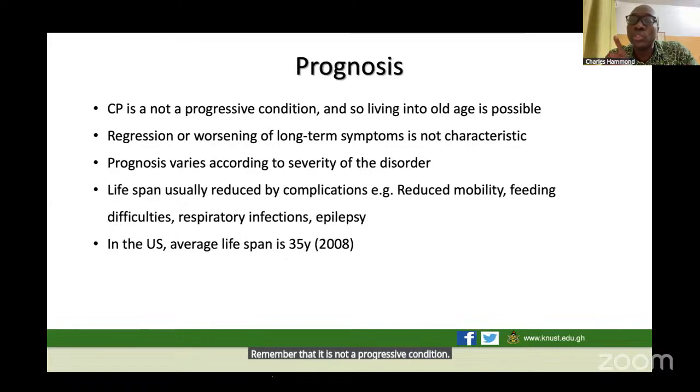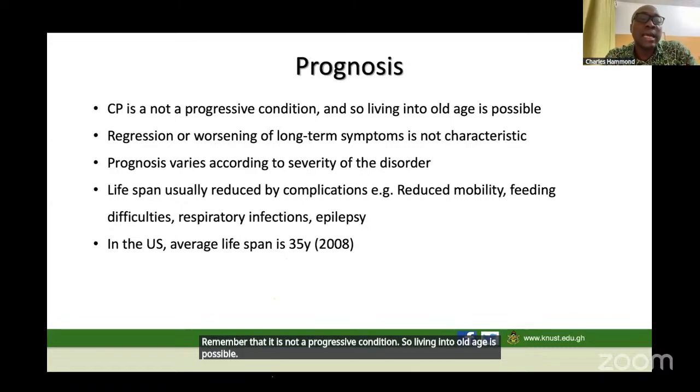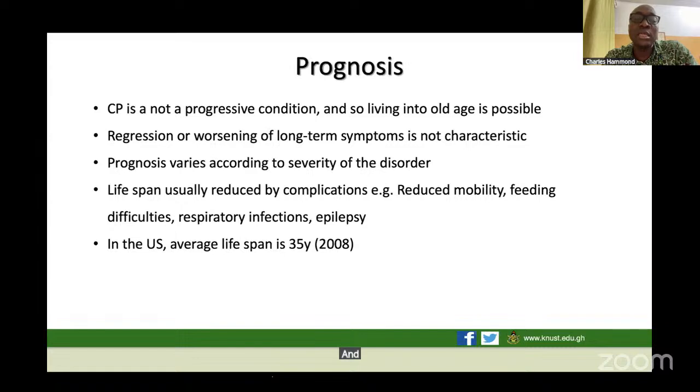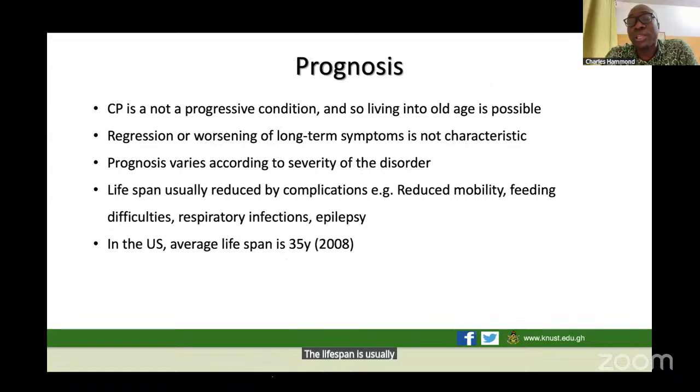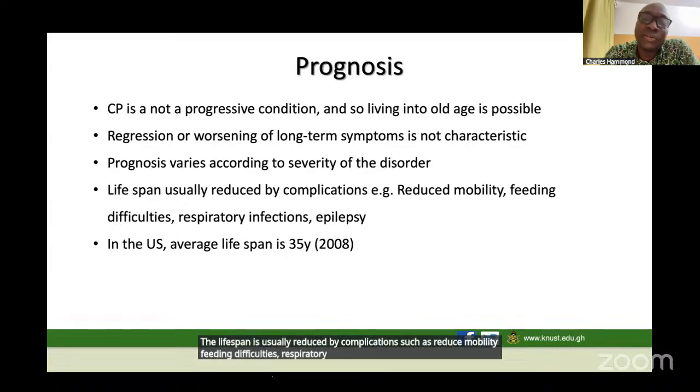So living into old age is possible. Some may have worsening of long-term symptoms, but that is not very characteristic, nor is regression of symptoms. Rather, they improve, but they improve slowly. And as I said, prognosis varies according to the severity and according to your geographical location.